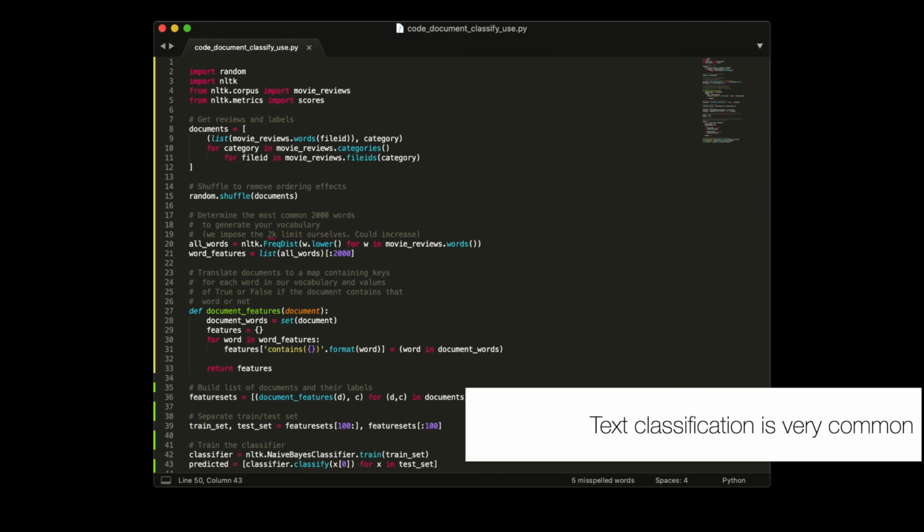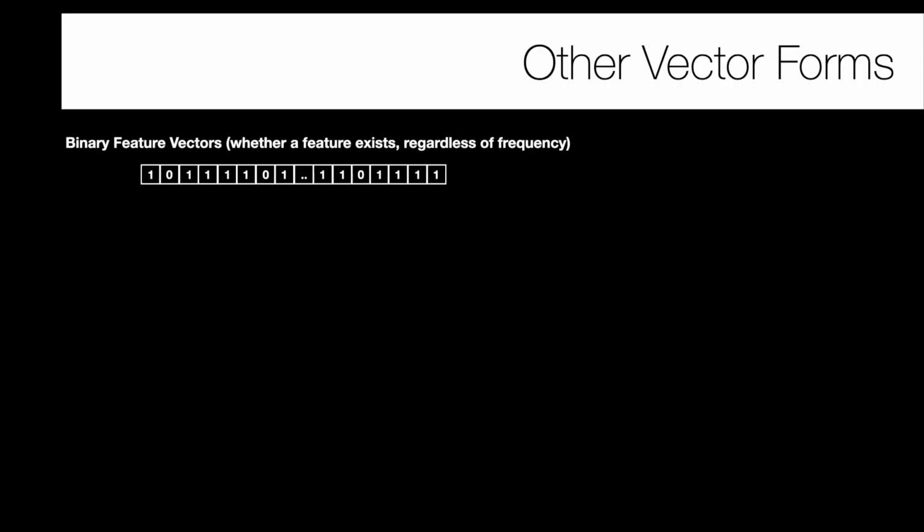Like I said, this is sufficiently common. I've provided some code for this. This is a modification of what's in the NLTK textbook.